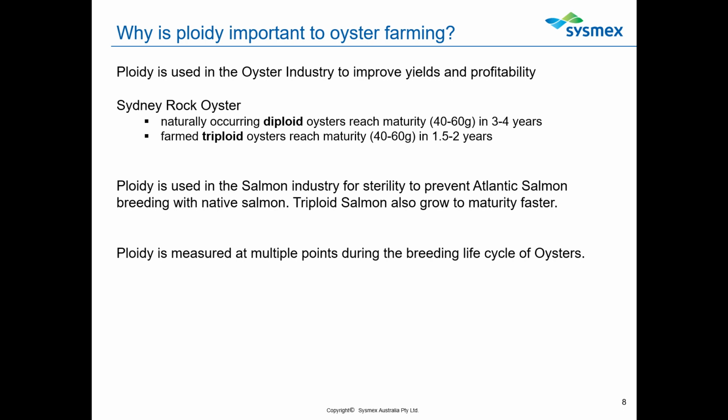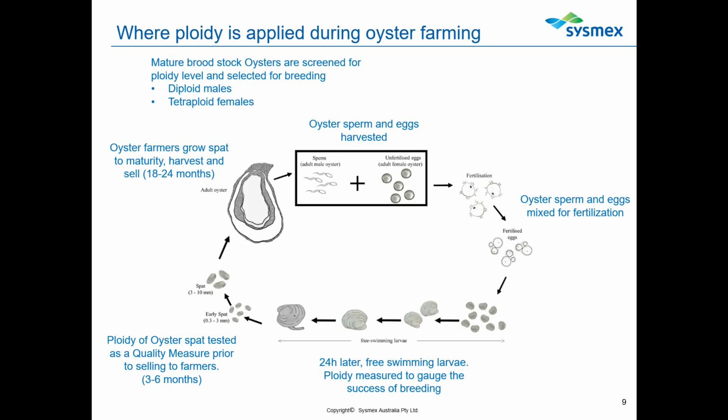During the life cycle of an oyster, ploidy is measured at multiple points. This is an example of what the life cycle of an oyster looks like. So we have the adult oyster. The breeders, I should say, not the farmers, have mature broodstock oysters, which they screen for ploidy levels, and then they select them for breeding.